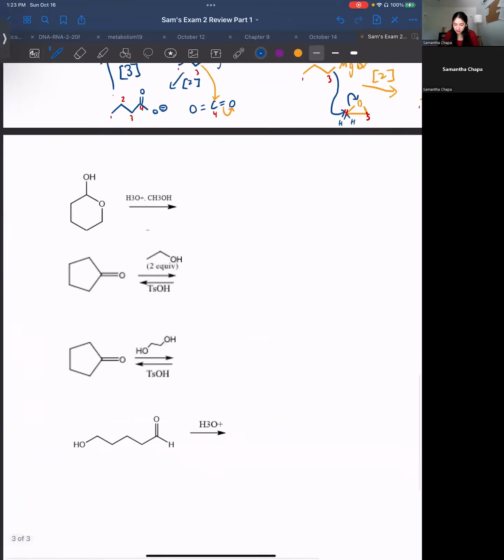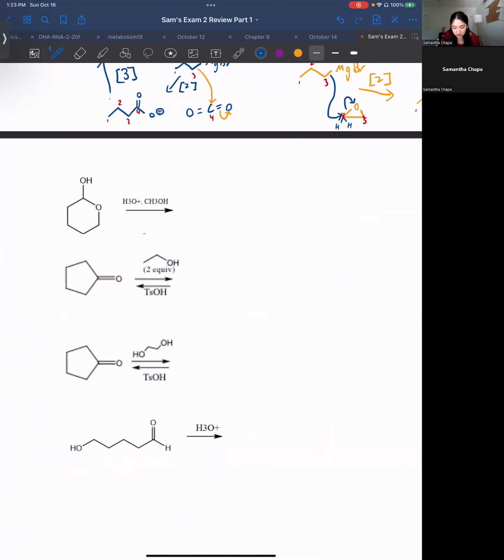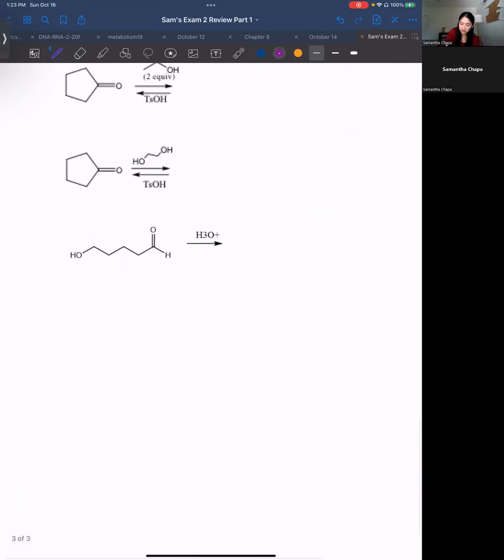Okay. These last ones are going to be about acetal groups. So acetal groups, something that you should always remember is what they look like. So this is, let me get the word for it because I always mess up. Acetal. Let's see. I don't even know if I'm saying something completely wrong.